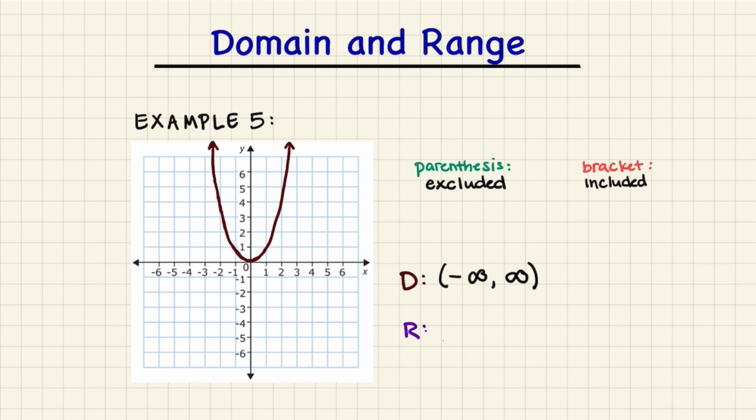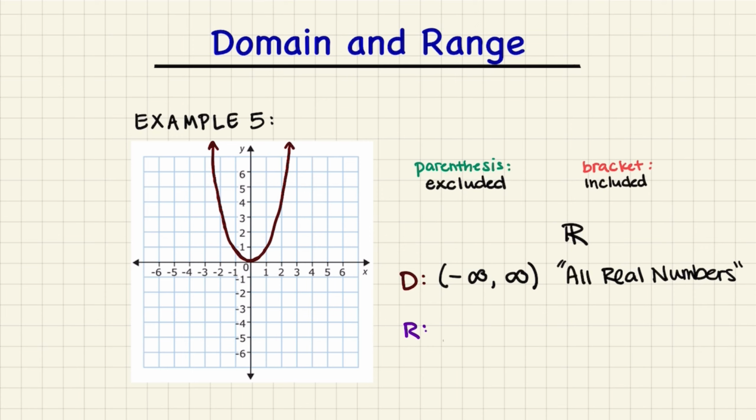That is often written as all real numbers. Or you might see it listed as this R, which represents all real numbers. So whenever you see -infinity to +infinity, that is the same thing as all real numbers. And that can be for the domain or the range. Let's move on to the range.